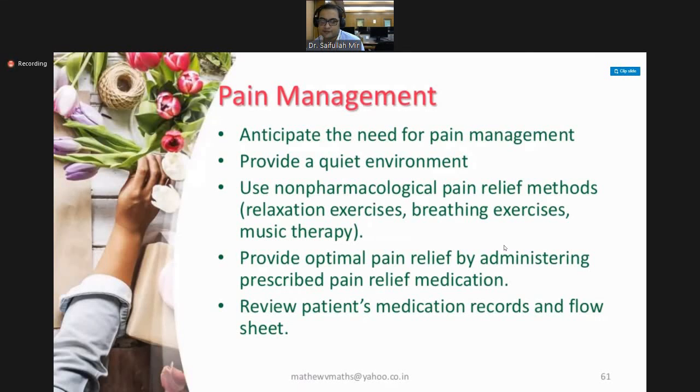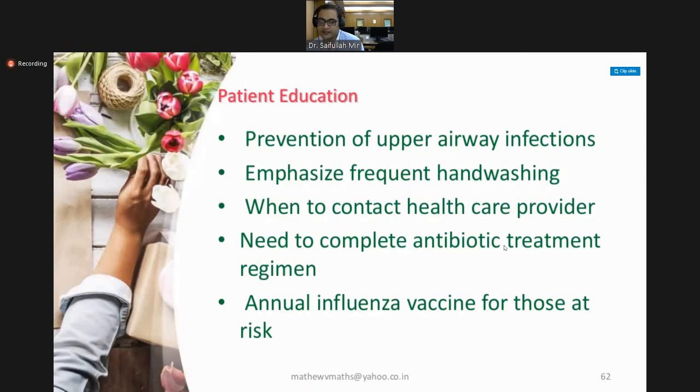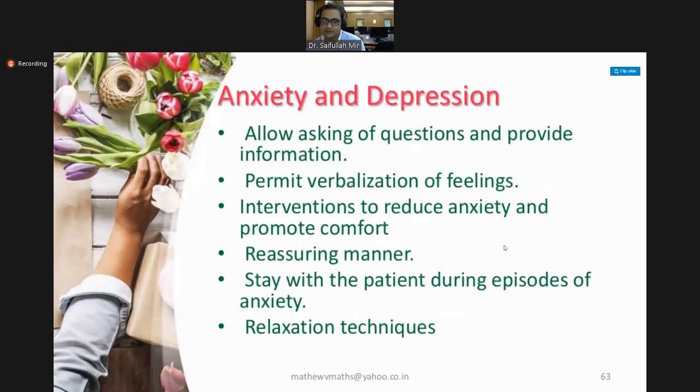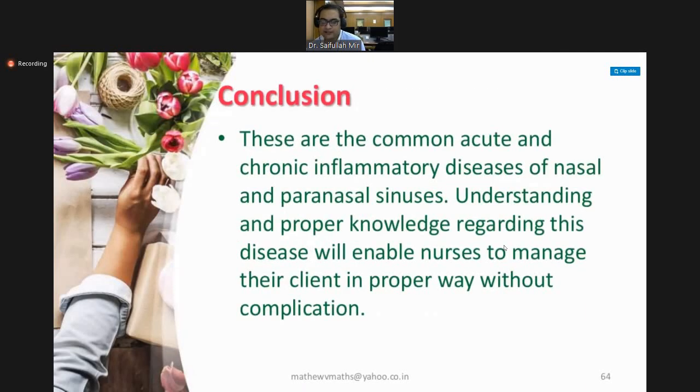Frequent hand washing prevents upper respiratory tract infections. Complete the antibiotic treatment regimen because we don't want to end up without antibiotics. And wear a mask. So these are the common acute inflammatory diseases of the nose and the paranasal sinuses. Proper knowledge of these diseases is quite important.